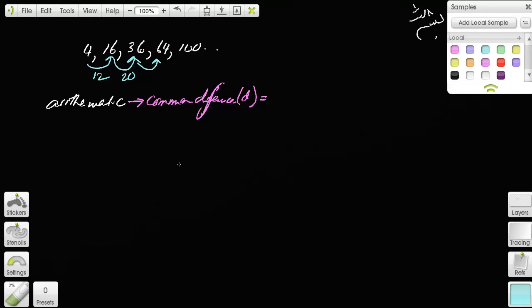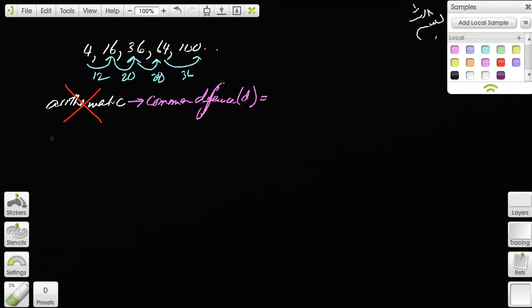Just for the sake of completeness, let's do 64 minus 36. That's 28. So that's not going to be arithmetic, because there's no common difference. Perhaps it is a geometric sequence?